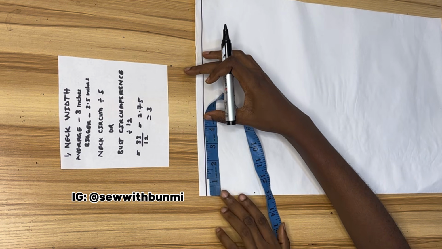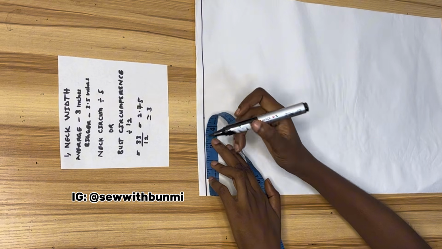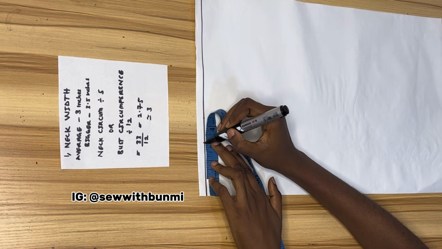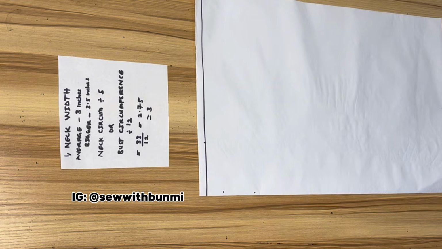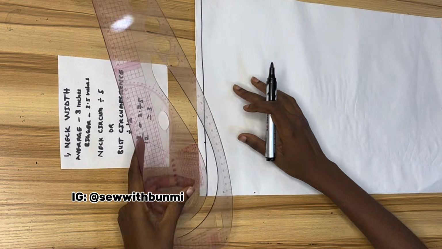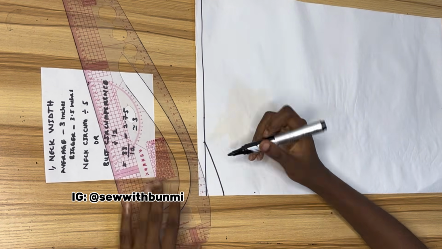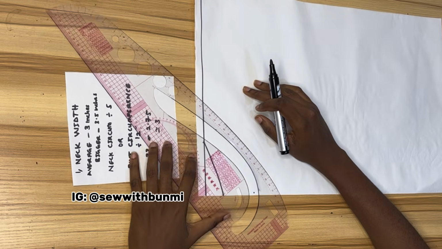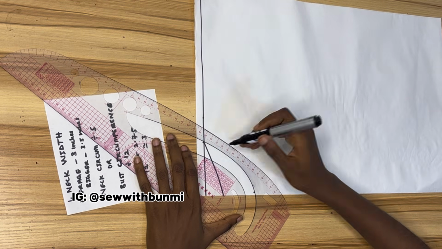So I'll now go on to impute my neck width of 3 inches. If from your calculation you have 3.5 inches, this is where you put your 3.5 inches. Then I'll place my pattern master and I'll join the points together for both the front neckline and the back neckline, just as you see me do.